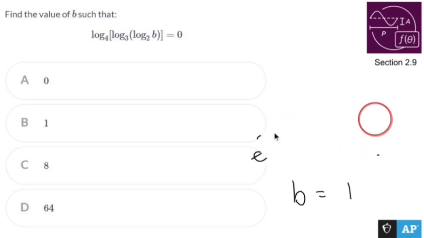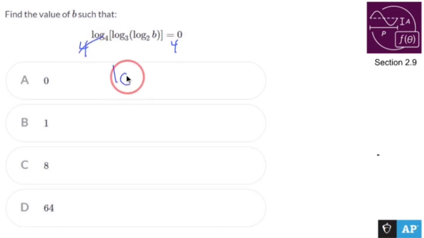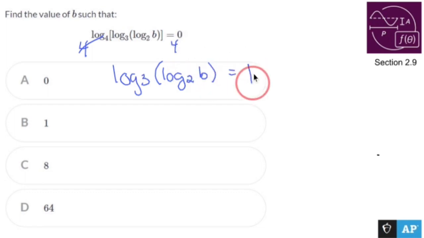All right, so the first thing I'm going to do is take 4 to the power of both sides. 4 to the log base 4 cancels these guys out, and now you can drop down log base 3 of log base 2 of b equals 4 to the 0th, which is 1.